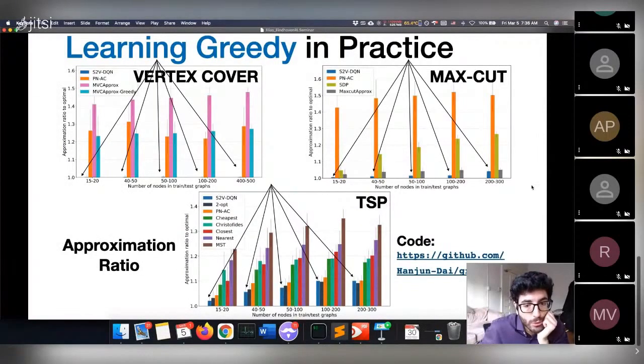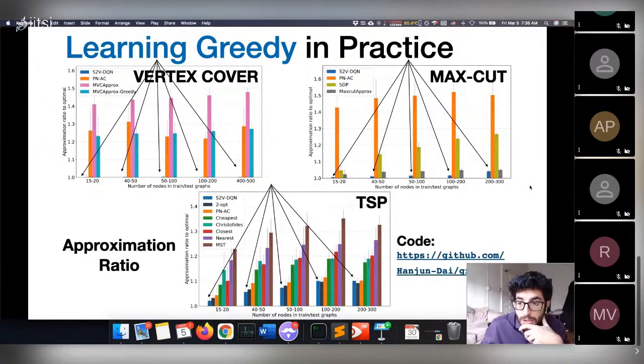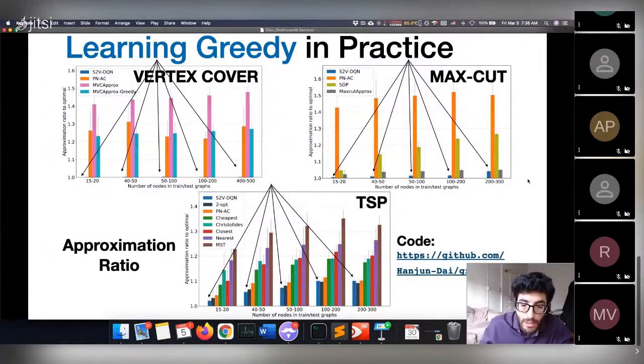Without going into too much detail, these results have been improved on, and the speakers after me will talk a bit about improvements they've made. But even at the time, we could see that our method, which is the smallest bar here, was achieving an approximation ratio that is very close to 1.